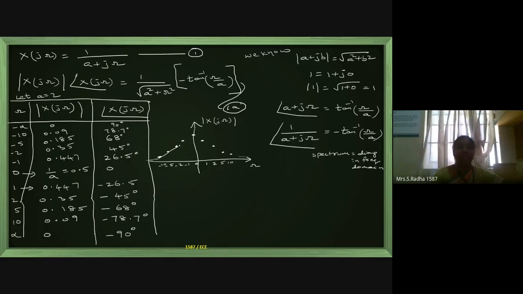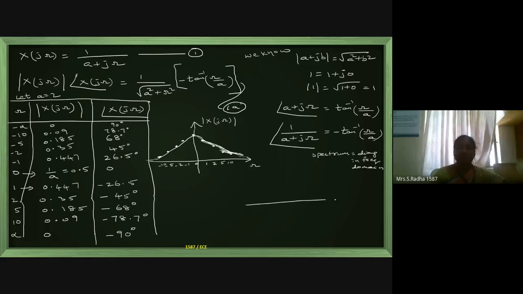So this is the diagram. After marking the points, join them. This is called magnitude spectrum. You are drawing the diagram for magnitude, joining all the points. You are drawing the diagram between first column and second column. First column on x-axis, second column values you mark on y-axis. Diagram between first two columns is the magnitude spectrum.